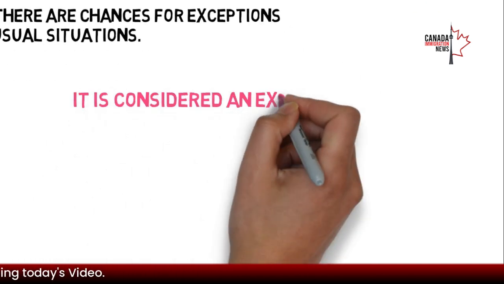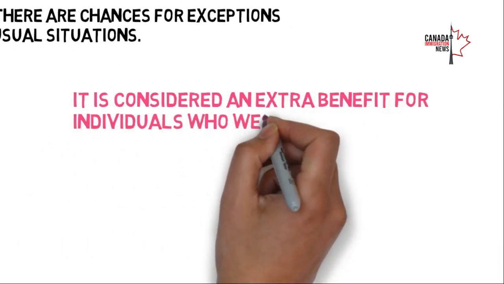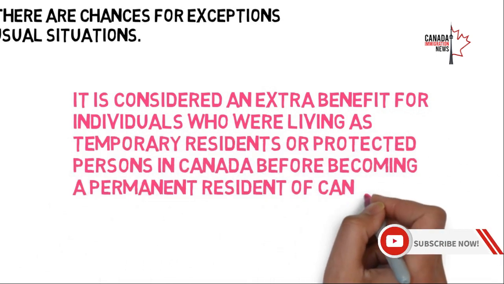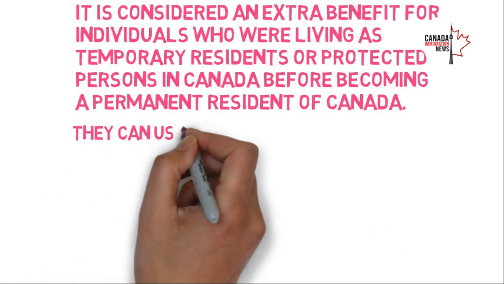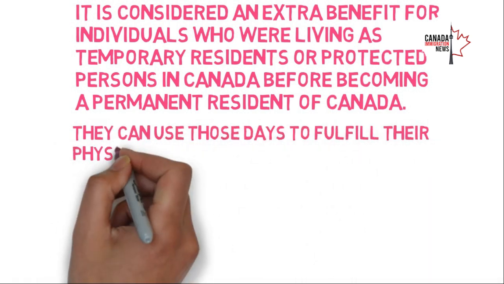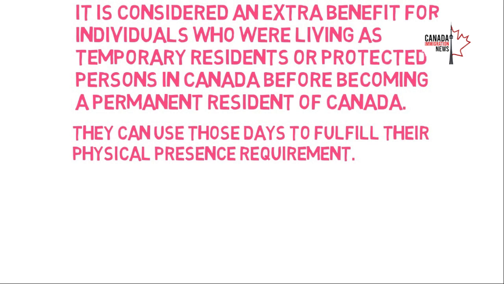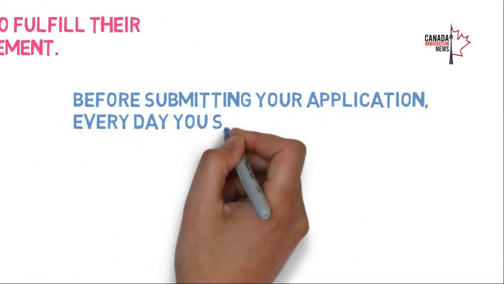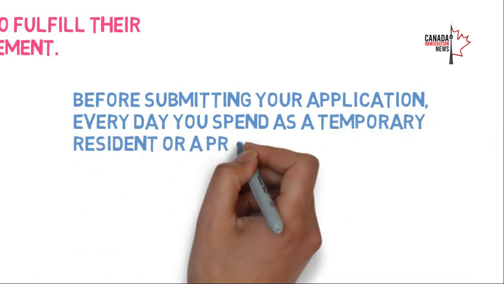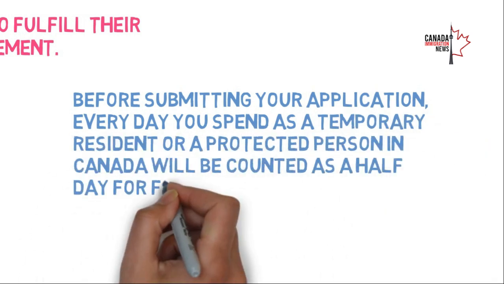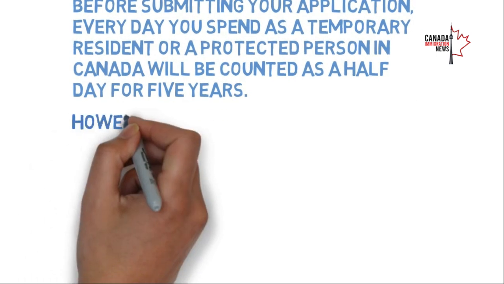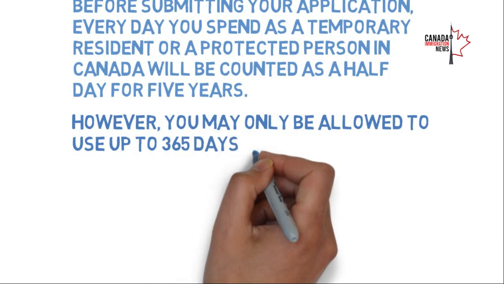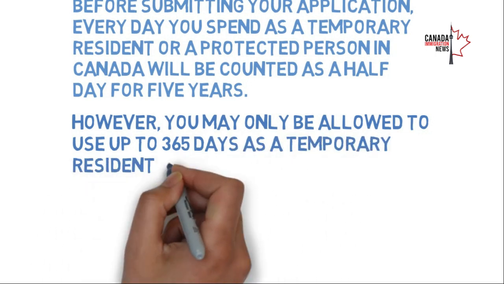It is considered an extra benefit for individuals who are living as temporary residents or protected persons in Canada before becoming a permanent resident of Canada. They can use those days to fulfill their physical presence requirement. Before submitting your application, every day you spend as a temporary resident or a protected person in Canada will be counted as a half day for 5 years. However, you may only be allowed to use up to 365 days as a temporary resident or a protected person.